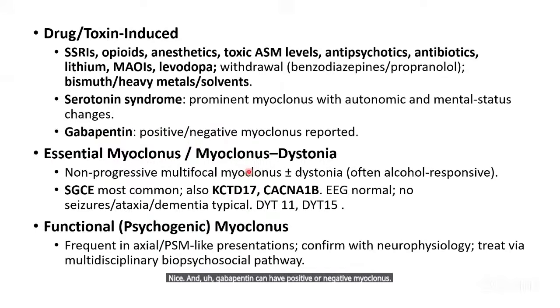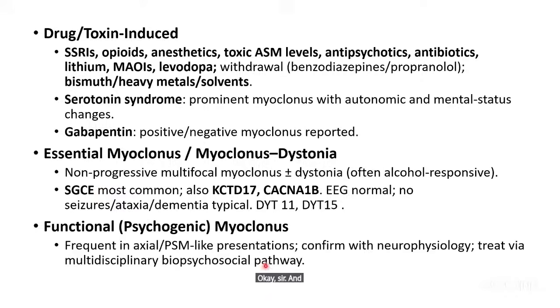In essential myoclonus or myoclonus dystonia, there is non-progressive multifocal myoclonus with or without dystonia, and functional causes. Sarcoglycan-associated, the SGCE mutation, is most commonly seen as essential myoclonus, a genetic cause, and they present with myoclonus dystonia. It is usually seen in young patients, who present with writer's cramp or writing dystonia, and on examination they have a slight jerking component also. Okay, sir.